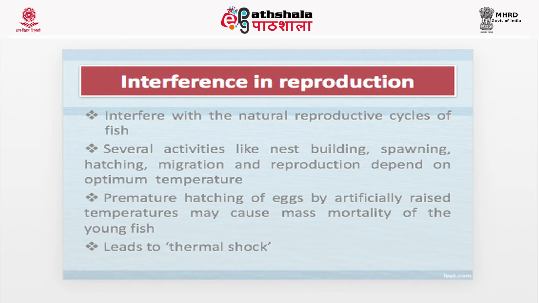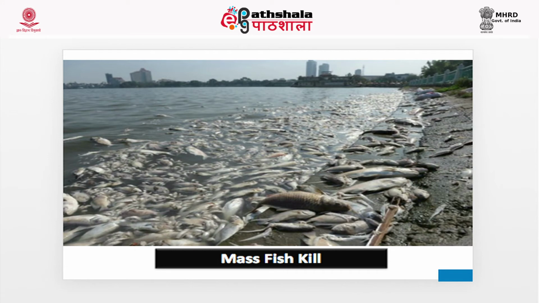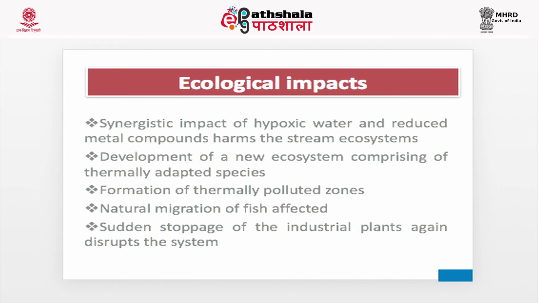starvation. Mass killing of fishes and other aquatic organisms can occur when there is a very rapid change in water temperature, and this is known as thermal shock. Here in this picture, we can see a mass fish killing floating on the surface of a water body due to thermal shock, that is, due to sudden increase in the temperature of the water body. Then ecological impacts.